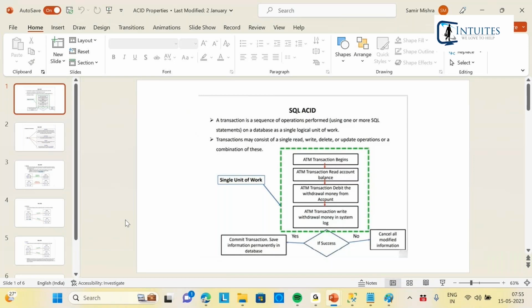So now let's talk about another very important topic in SQL before entering the database. That is called the ACID property. ACID is not like chemical acid, but there is an ACID.